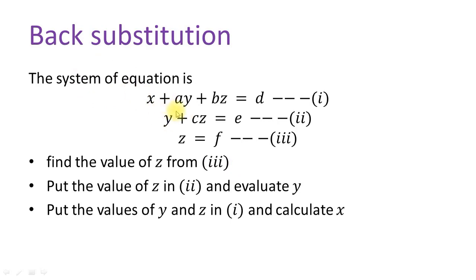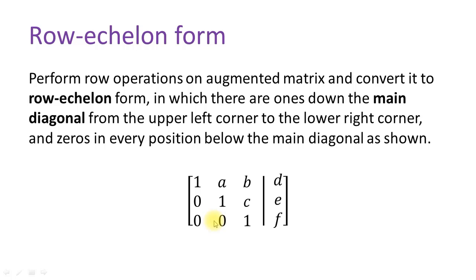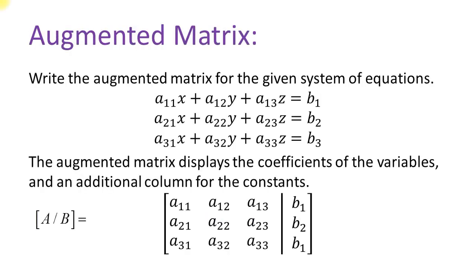So this is back substitution. For back substitution, solve this system. Find the value of z from equation number 3, and then put the value of z in equation number 2 and evaluate y. Find the value of y, and then put the values of y and z in equation number 1 and obtain the value of x. So dear students, this is the procedure for the Gauss elimination method. How we can use the Gauss elimination method, I want to show you again.